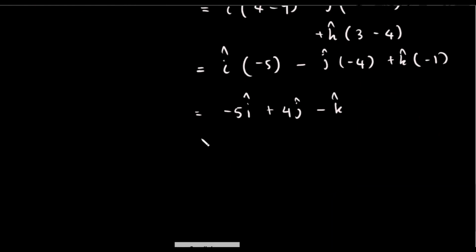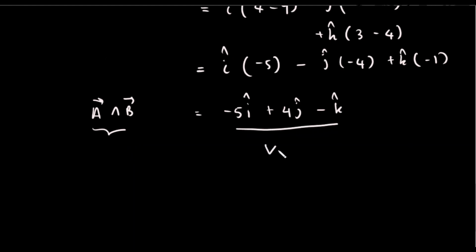So what does it mean? You have a cross product between a and b. When you find the value of this cross product, you get a vector. When you find a cross product between two vectors, you always get another vector. Let's say this vector is c.